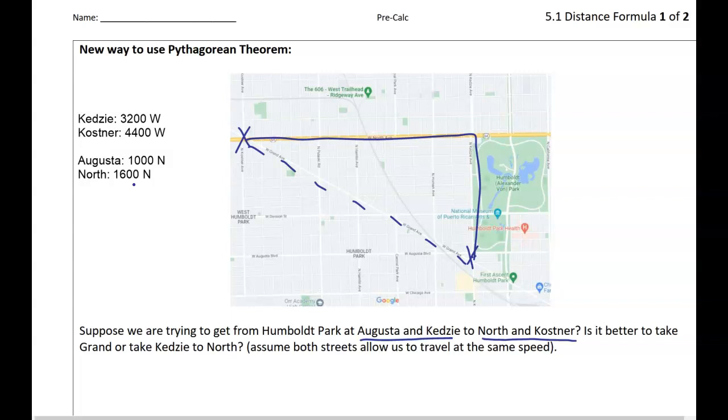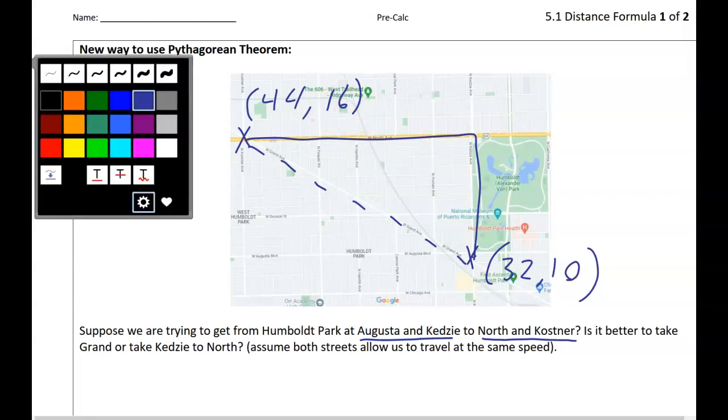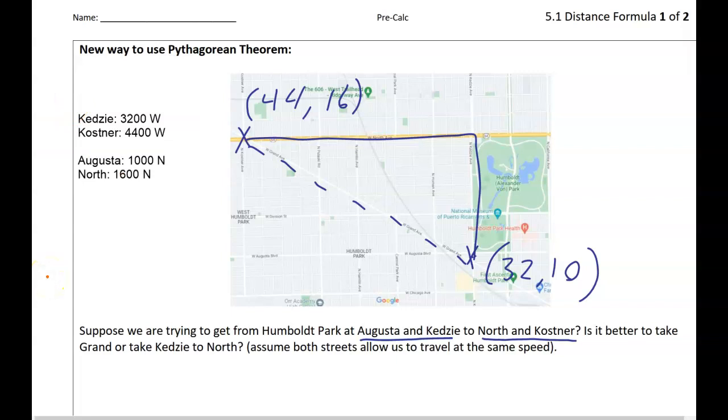So I'm going to treat these like coordinates. I'm going to drop the zeros, but I'm going to label my spots here. So this is Augusta and Kedzie, so I'm going to put 32, comma 10, like X and Y. And then here I'm going to put 44, comma 16. So what that means is I can figure out the lengths of each side, and then I can use those to figure out the length of the diagonal as well.